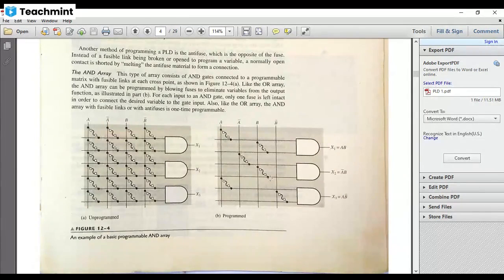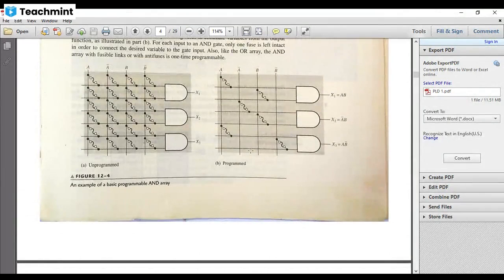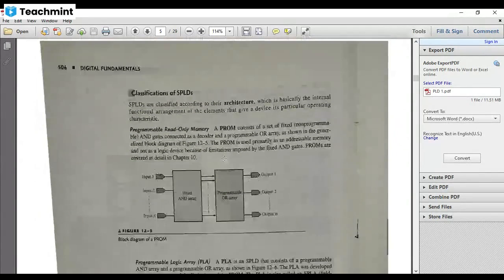Now these are the basic constituents we require for the programming of an SPLD, that is, a programmable AND array and a programmable OR array. Using these programmable arrays, we are utilizing the SPLD devices. So how we are going to design the SPLD devices, we can see. Now see the further classification of SPLD devices. These SPLD devices are classified according to their architecture, that is, what type of architecture is implemented by the manufacturer.